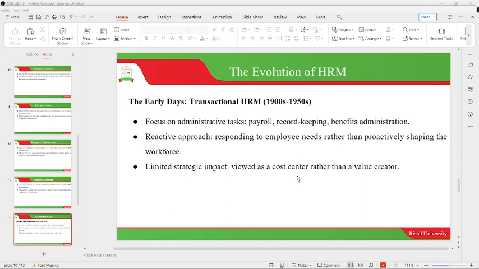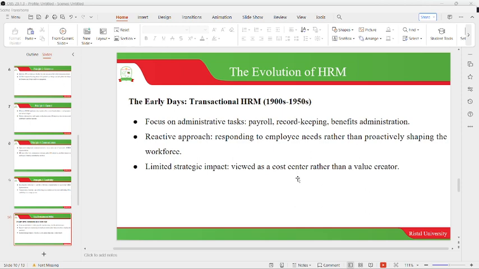So, having looked at that, now let us look at the evolution of human resource management, or the evolution of strategic human resource management. We are starting with the early days, which is called transactional human resource management, and that's from 1900 to 1950. We are focusing on the characteristics during that period. One is the focus on administrative tasks. When we talk about administrative tasks, we are basically talking about the payroll, the record keeping, benefits administration, etc.